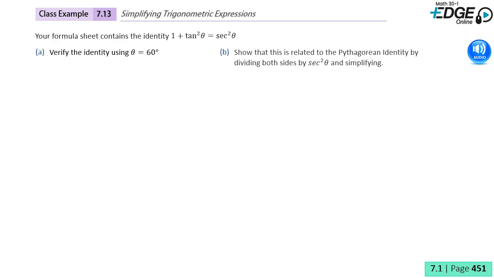Example 7.13 will again ask for a numerical verification and will also ask us to relate the identity 1 plus tan squared theta equals secant squared theta to our original Pythagorean identity. Let's start with the verification. We'll replace each instance of theta with 60 degrees.